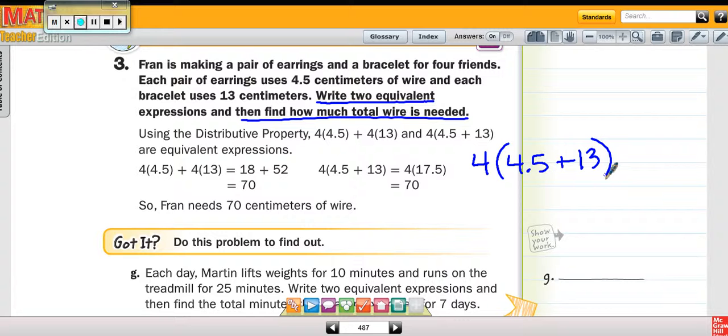Okay, or we could take 4 times the length of the earring, sorry, plus 4 times the length of the bracelet. Are those 2 equivalent expressions? Yeah. So we did our first part. Now what do we have to do? Evan? Multiply the 4 times 4.5. Okay, so we've got to do one of these. We've got to solve one of them, right?